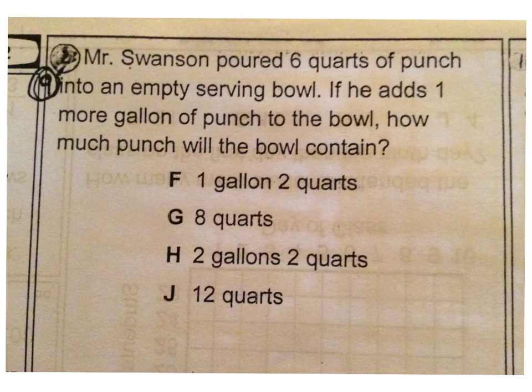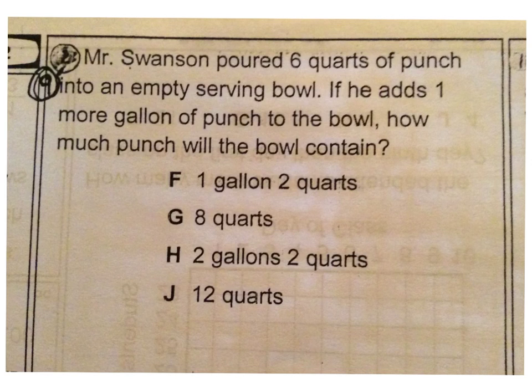Number 9. Mr. Swanson poured 6 quarts of punch into an empty serving bowl. If he adds 1 more gallon of punch to the bowl, how much punch will the bowl contain? Okay, what you're going to need to do is to go to your reference manual chart, and if you did that, you would see that 4 quarts equal a gallon.